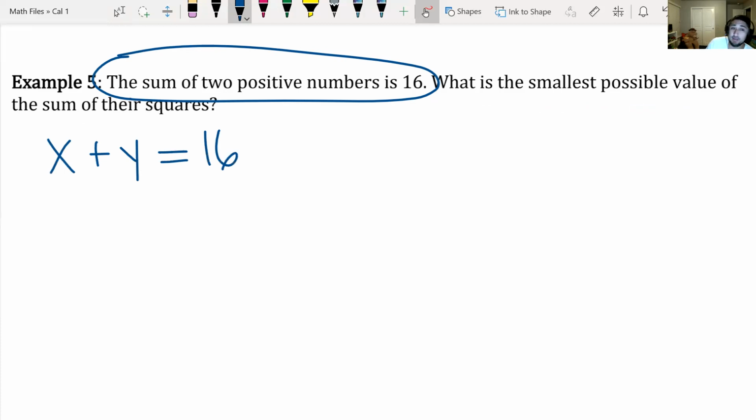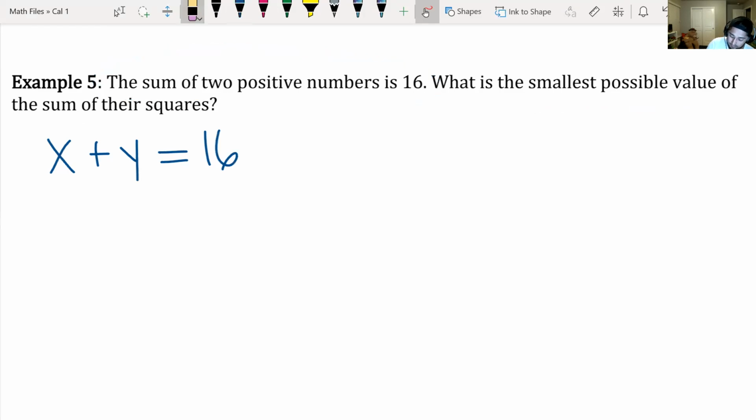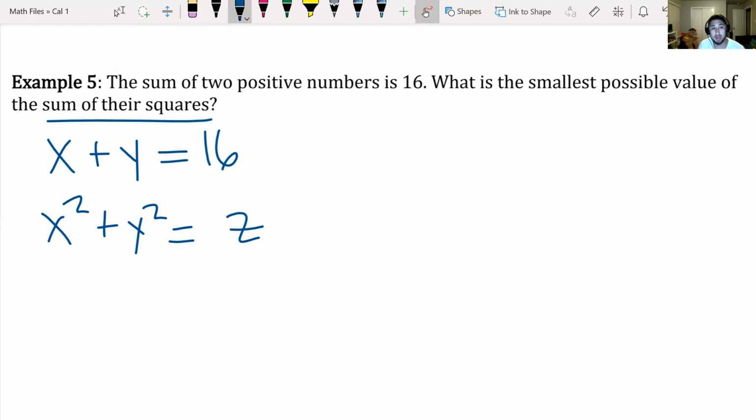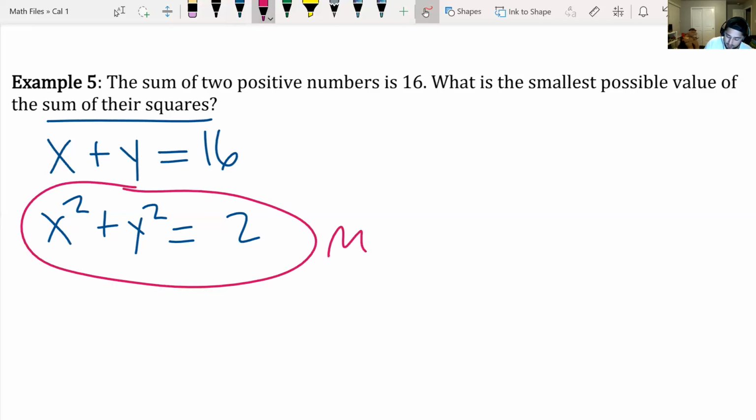So now we use that information. Now, what is the smallest possible value of the sum of their squares? This means that the sum of their squares would be x squared plus y squared equals some number. Let's go with z. Why not? And our job is to minimize this one.